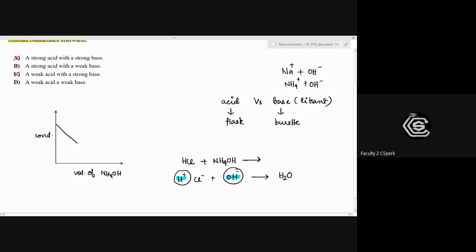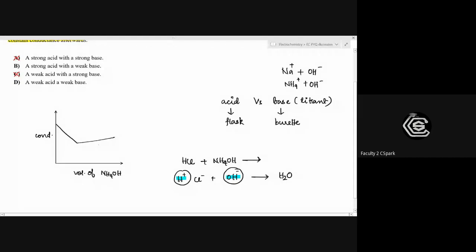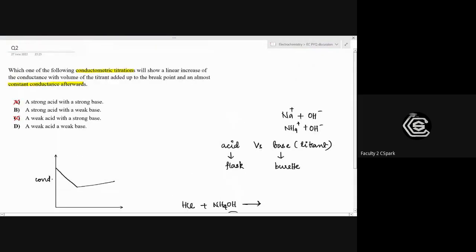Okay, and after that what will be happening? Further addition of NH4OH to this mixture will change the conductance value almost like this. Only a slight difference will occur. Why? This is because of the partial dissociation. But what you see here is that first the conductance value decreases and then there is more or less no change. This is not what we need. What we need, as per their question, is a linear increase before the end point.